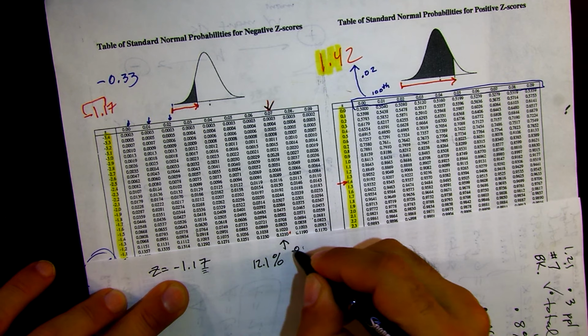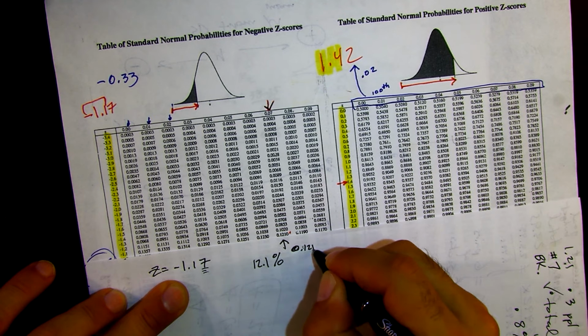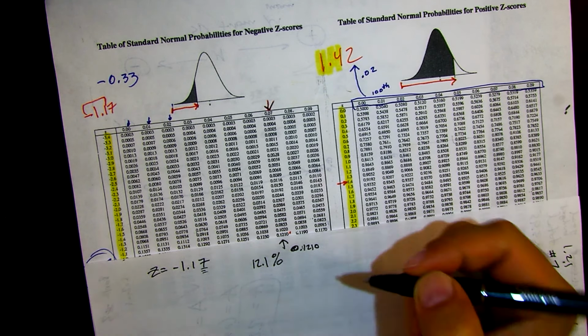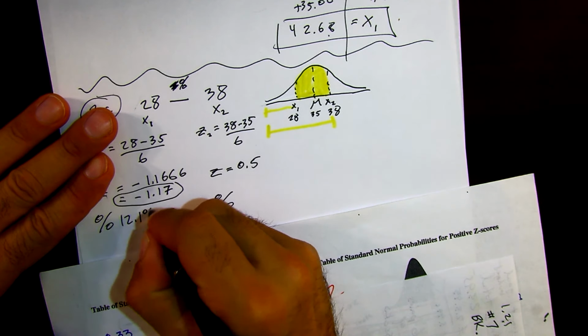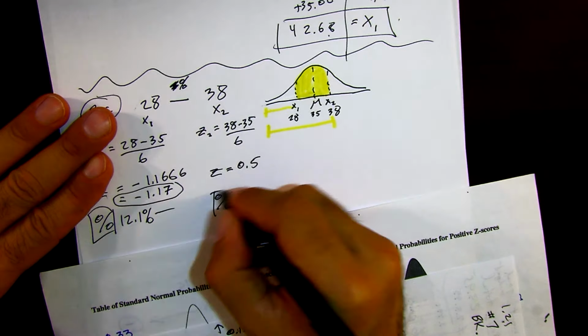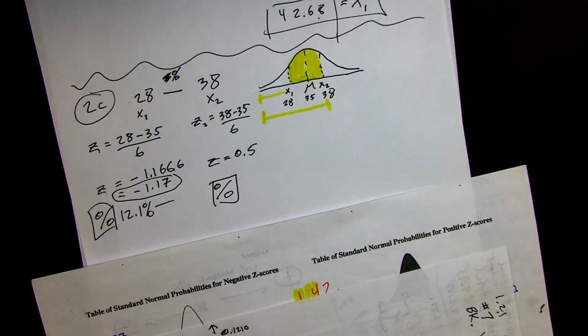It was 0.1210. Okay, so I'm going to go back here now. We had 12.1%. We're trying to find our percentiles, and then we're going to subtract them. So that was half the problem.